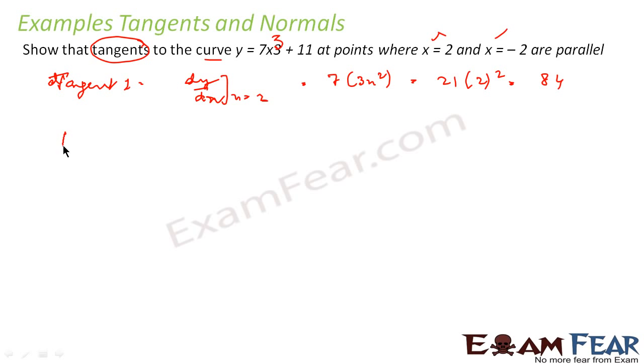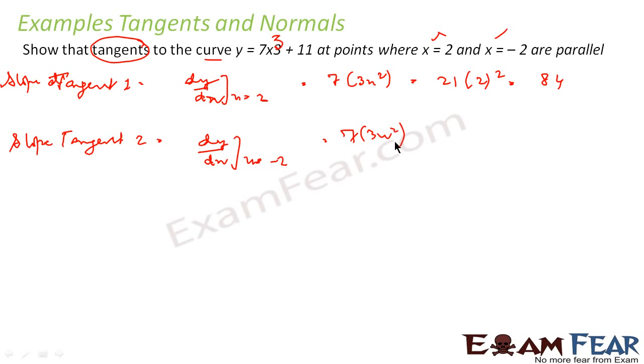The second, I'll say the slope of tangent 2 will be nothing but dy by dx at x is equal to the second point, that is minus 2. This is nothing but 7 into 3x square again here. You put x equal to minus 2, this becomes 21 into minus 2 square, that is again 84.